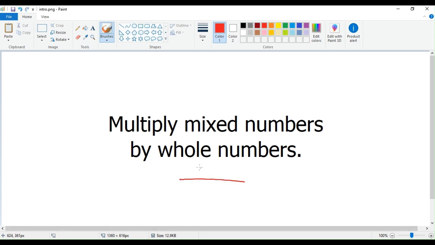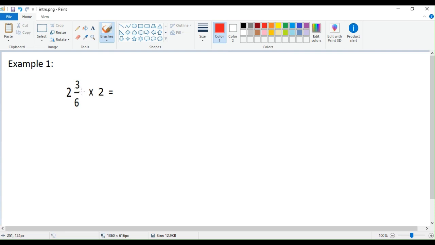Hi, we're learning to multiply mixed numbers by whole numbers. Example 1 here, 2 and 3 sixths multiplied by 2. We're going to have to change these into a different form so we can multiply.